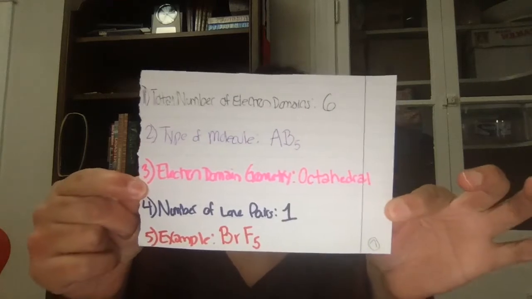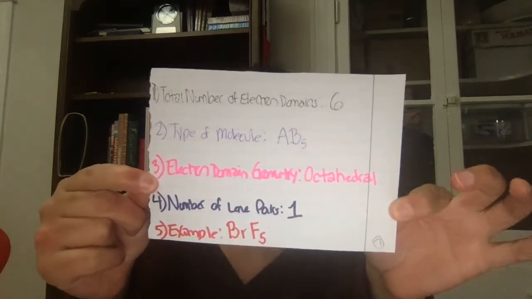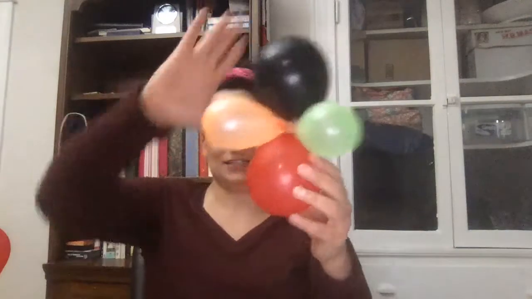The total number of electron domains is 6. The type of molecule is AB5. The number of lone pairs is 1. And the placement of our lone pair actually occurs along the axial position, meaning up and down. It would be the red balloon and the black balloon in this case.